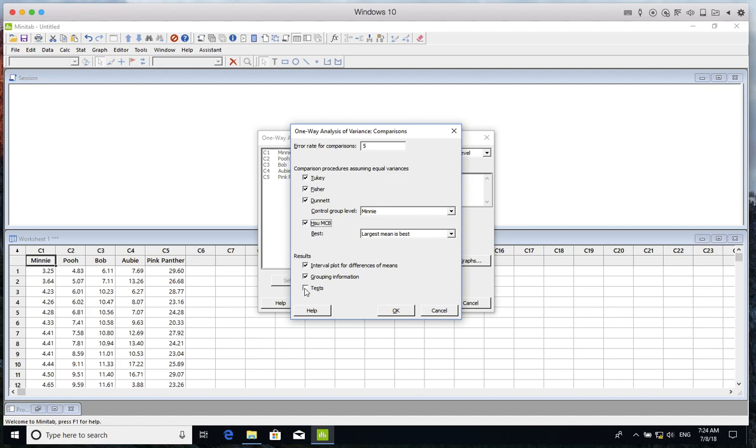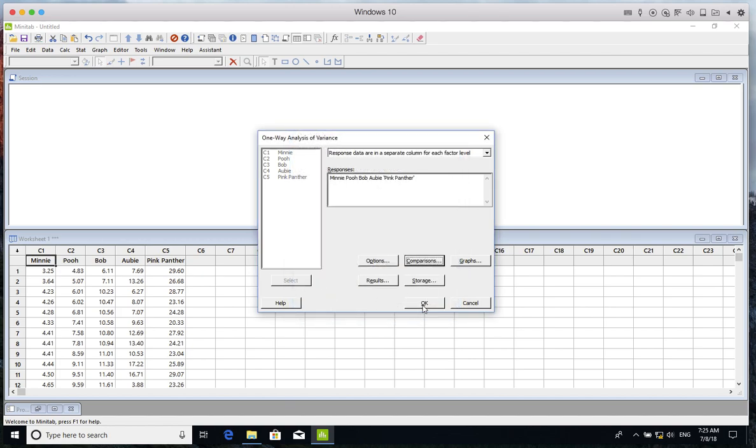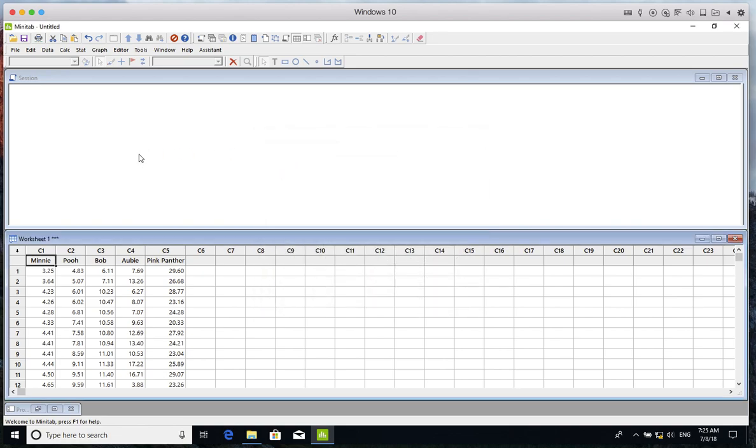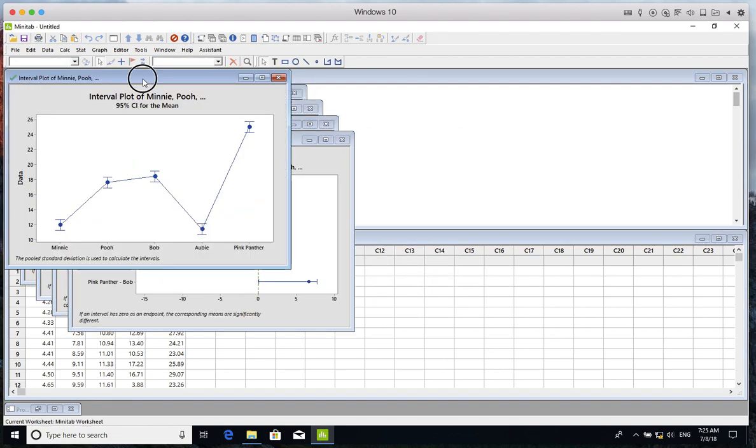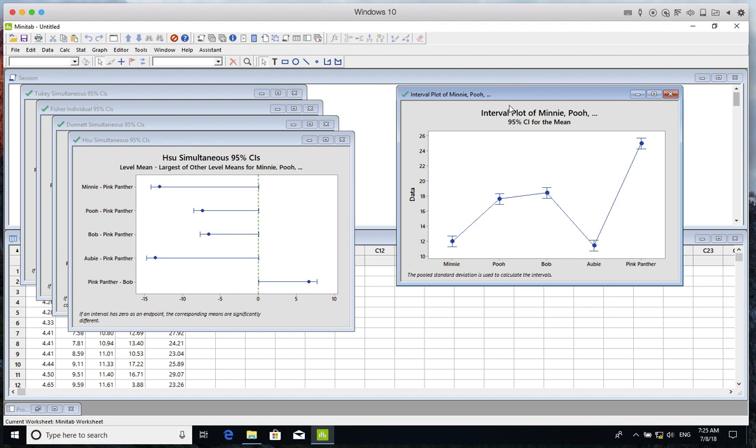Also, I select the test options and click OK, then OK. Look at the interval plots. As you see, it seems at least two or three of the populations are significantly different from each other. And these brackets basically show the thresholds of the 95% confidence interval.